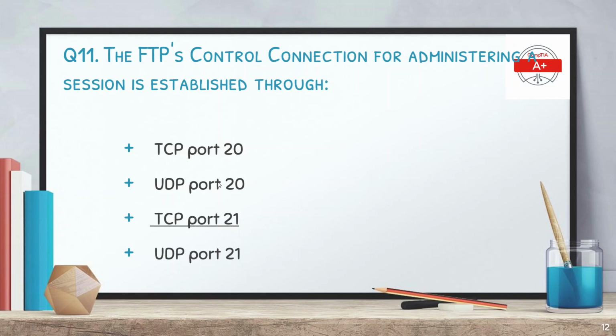Question number 11 has already popped up. The FTP's control connection for administering a session is established through, again the answer is TCP protocol, but here the port number is 21. For data transmission the port number is TCP 20, while for the administration of FTP controls it is again TCP, but the port number is 21.